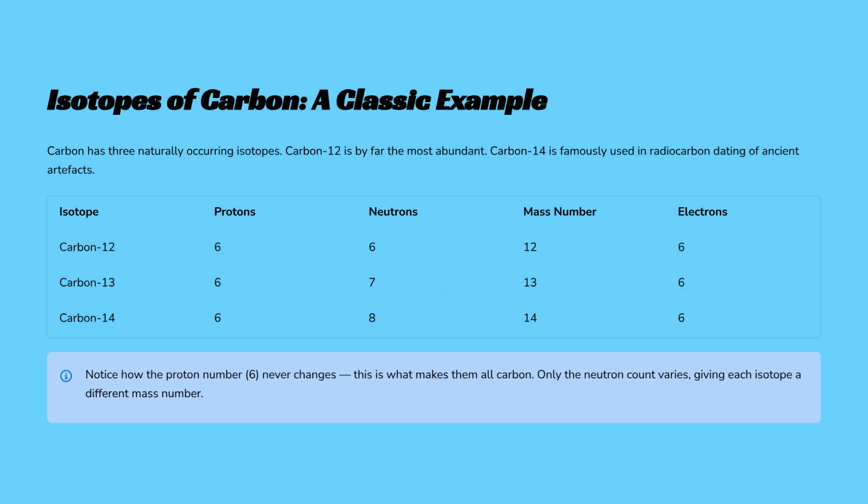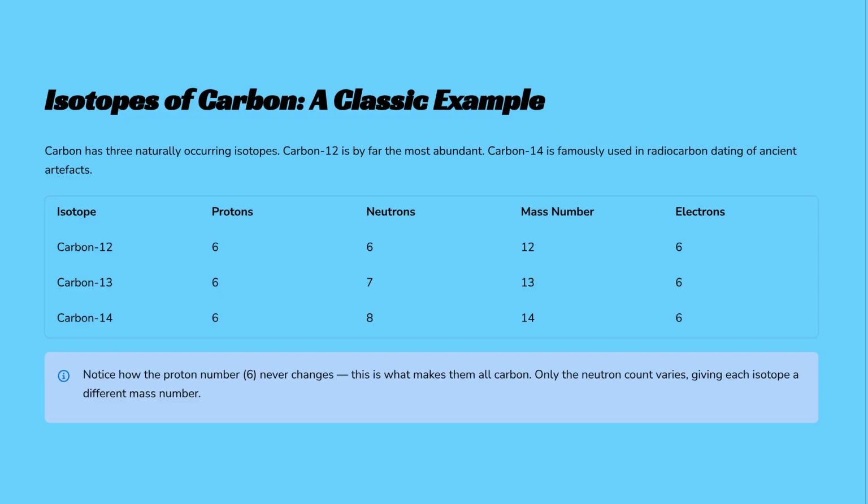Carbon has 3 isotopes: carbon-12, carbon-13, and carbon-14. Notice that the proton number 6 is constant, maintaining its identity as carbon. The varying neutron count, 6, 7, and 8, leads to different mass numbers, 12, 13, and 14.